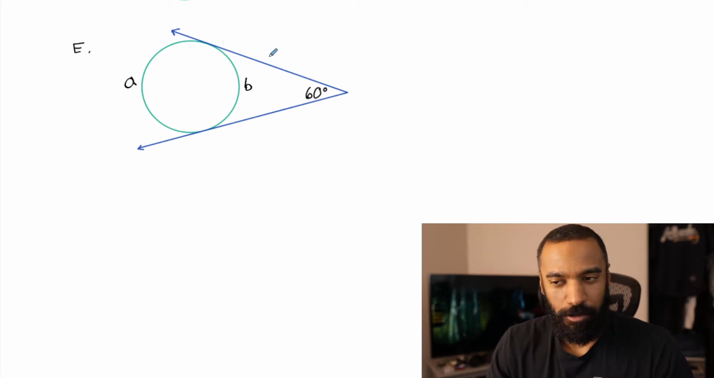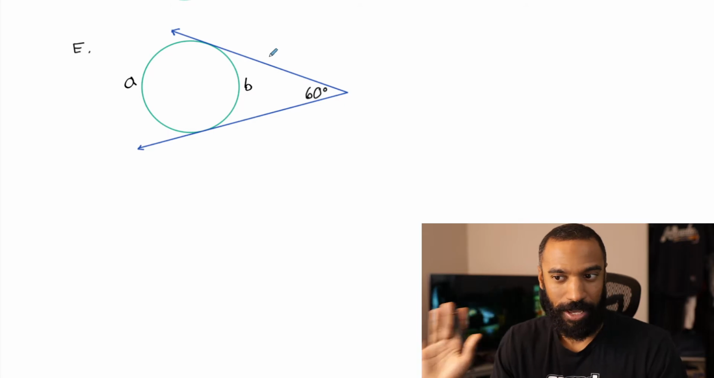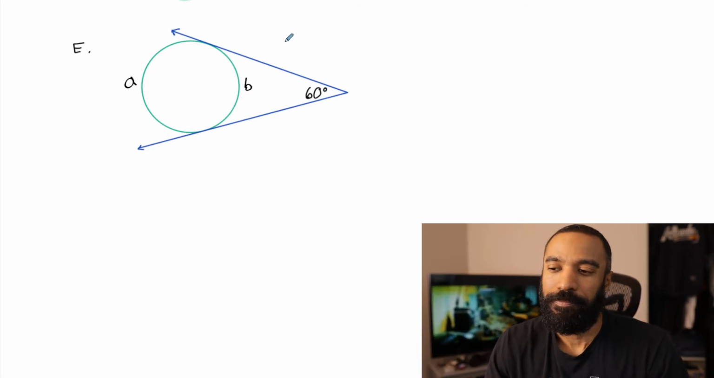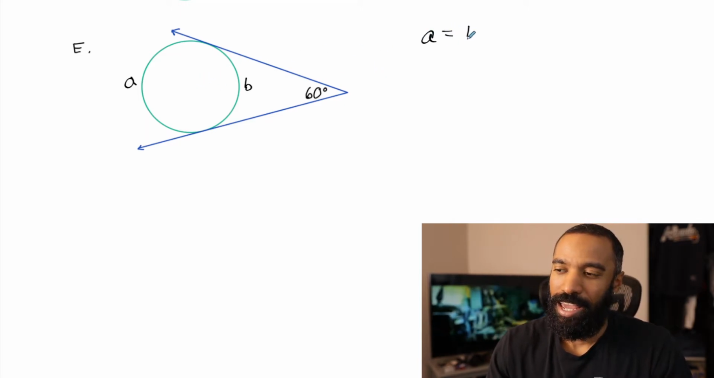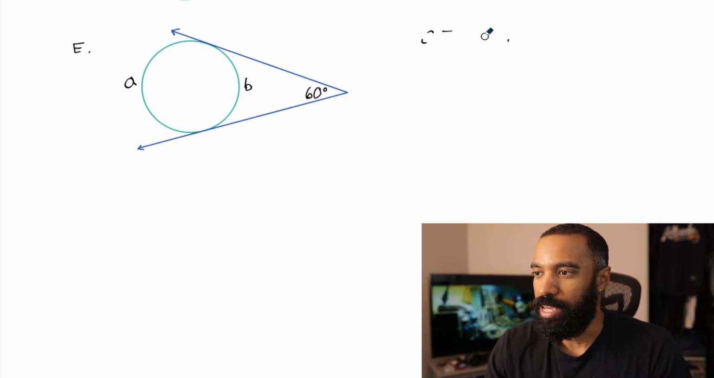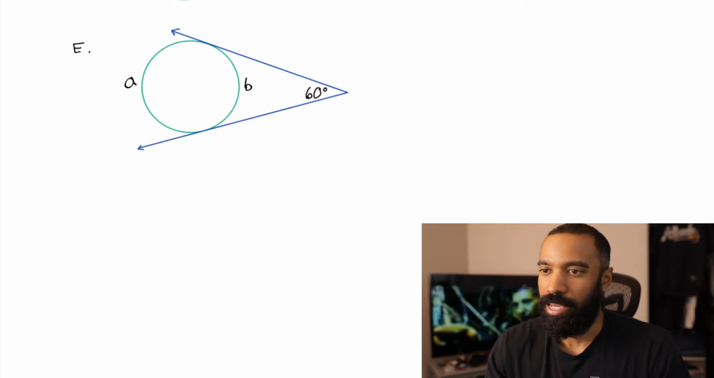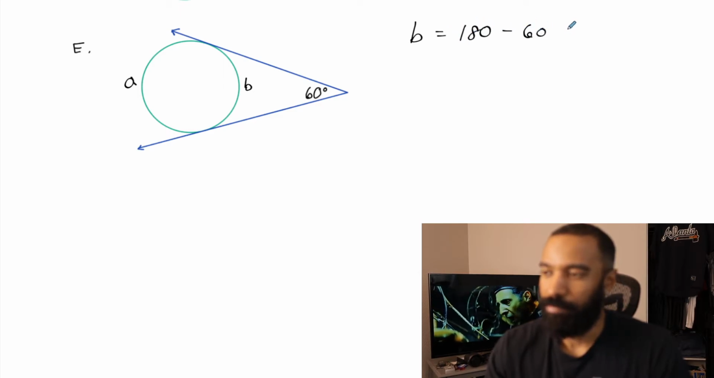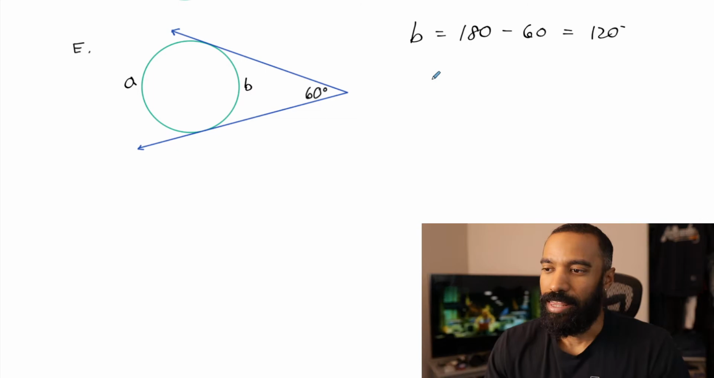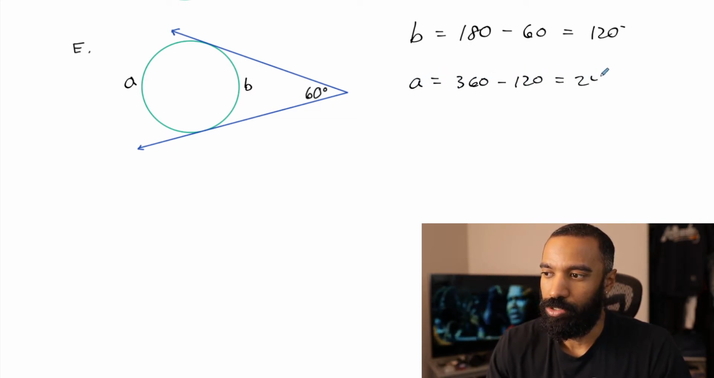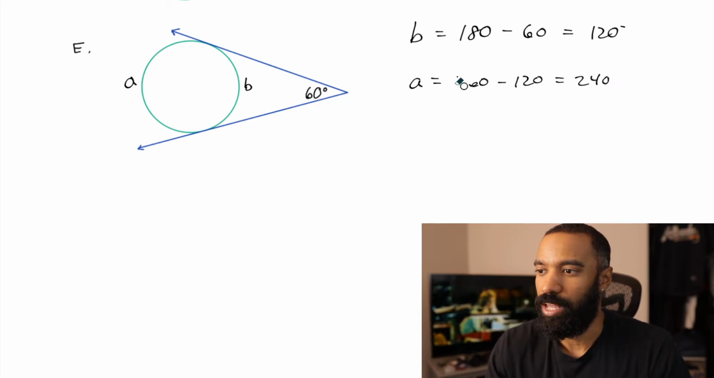Well, I'll call this A, I'll call this B right here. Let's solve for A and B. And be like, what the heck can you do? Well, I'll tell you what they are. B is 180 minus 60, which is 120. And then A is 360 minus 120, which is 240. Oh, yeah, it is also 180 plus 60, which is 240.